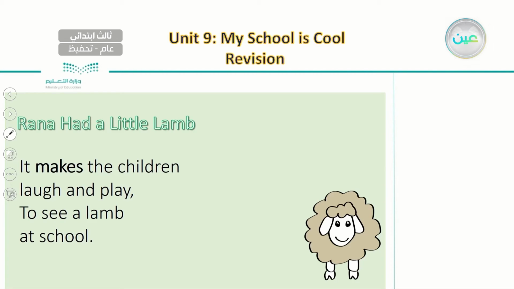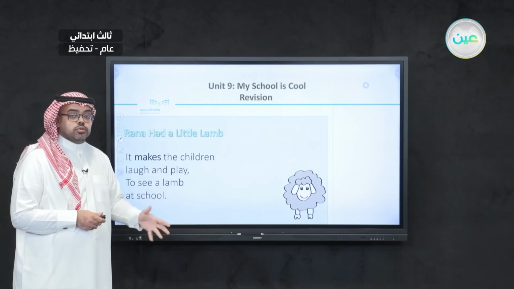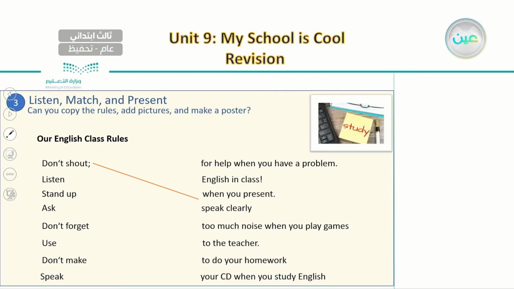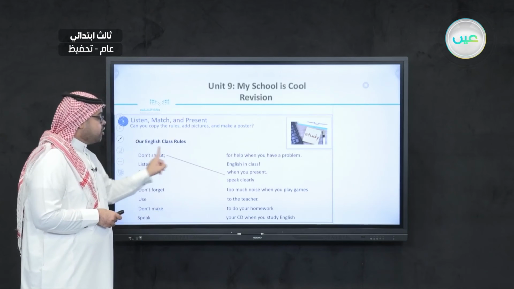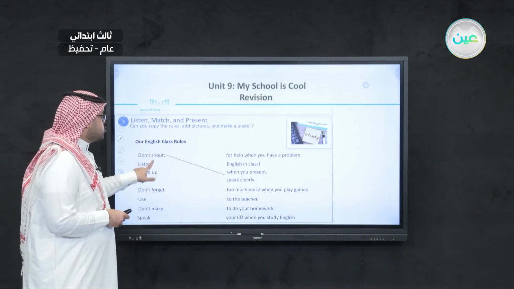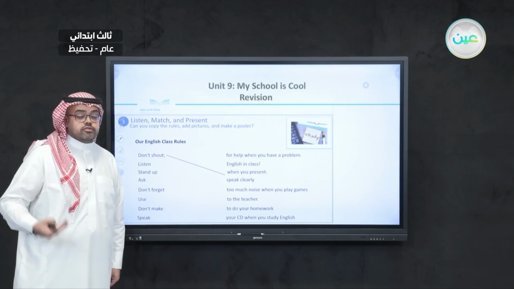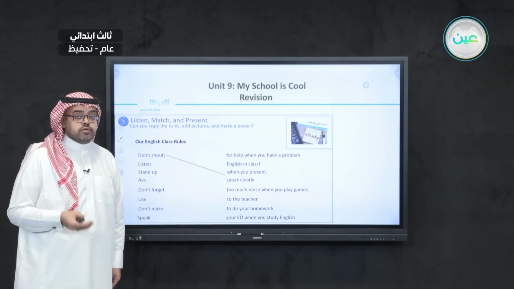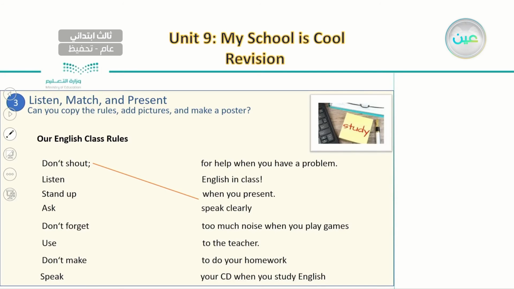So this is how we rewrote this chant by changing the verbs from the past form to the present. And after this, we did listen and match our English class rules, where we said that you need to listen to these rules and to match the verbs you have here to the rest of the sentence. For example, the first rule we have is don't shout, speak clearly. So what we did is that we listened to different instructions and different rules, and we matched them with each other. Let's try this.